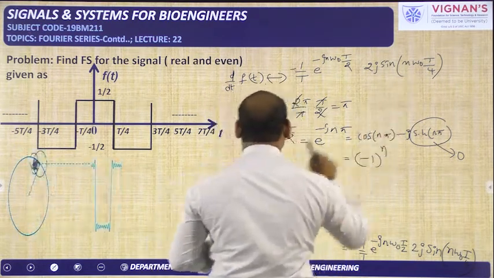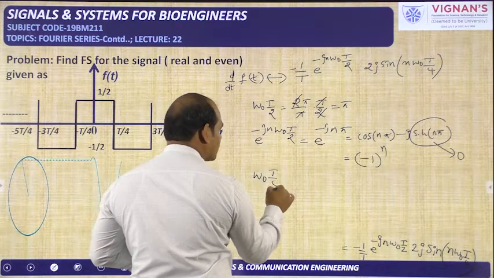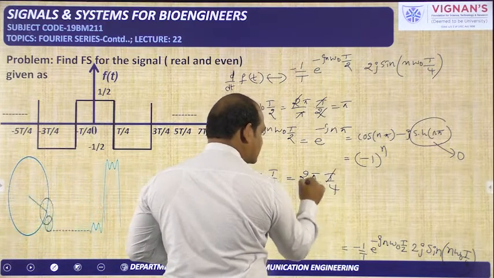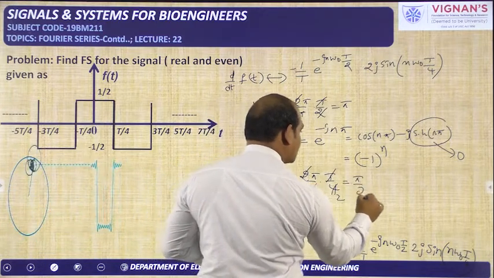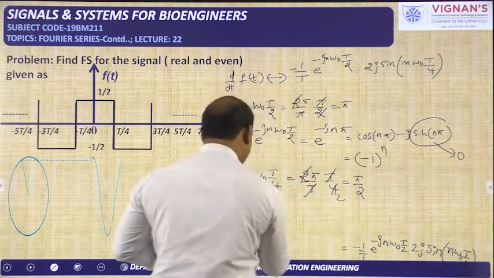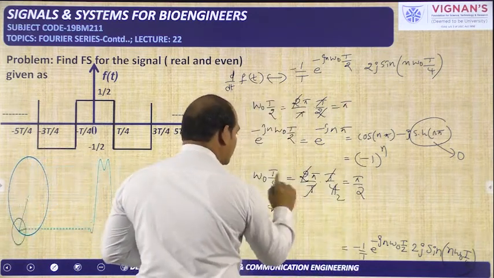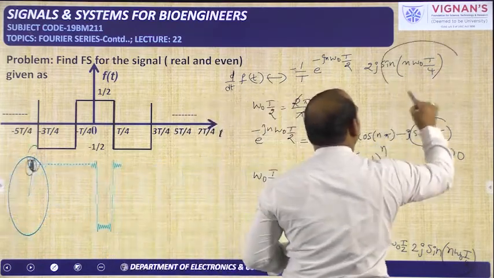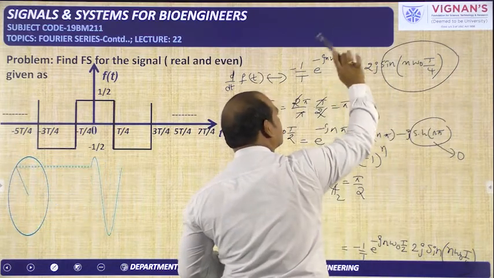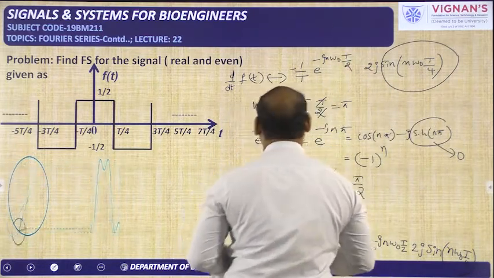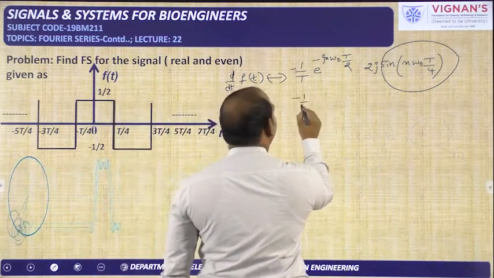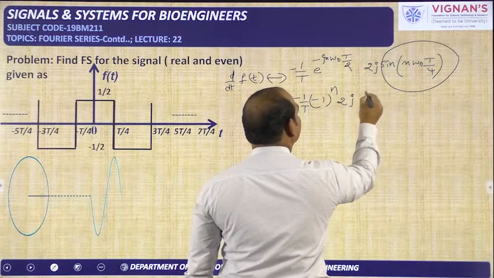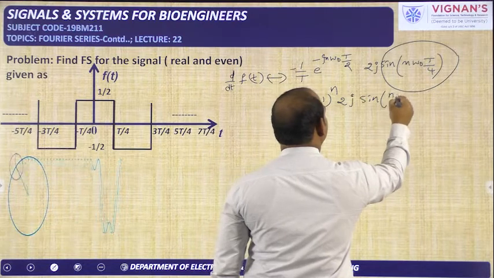Okay, now we will calculate this one. Omega naught into T by 4 is equal to 2 pi by T into T by 4. So T cancels, it is 2, that means pi by 2. So sin n omega naught into T by 4 means n pi by 2, so this is sin n pi by 2, and this we got as minus 1 whole to the power of n. So finally we can write minus 1 by T, this is minus 1 whole to the power of n, and this is 2j sin n pi by 2.